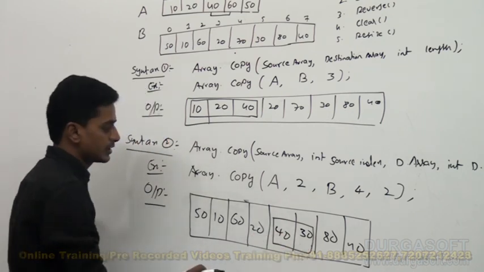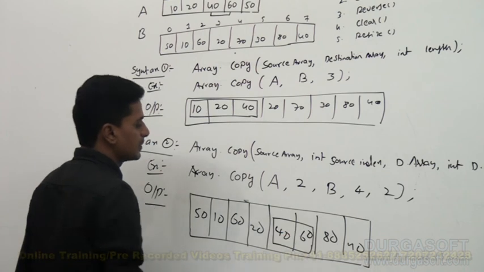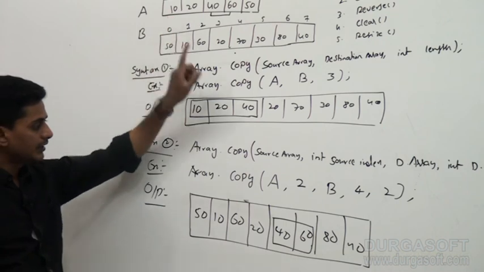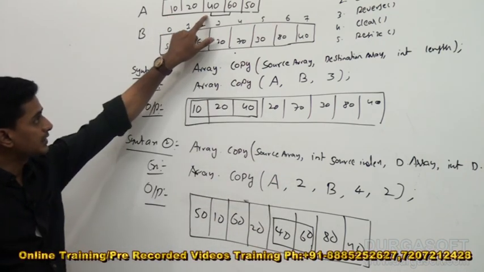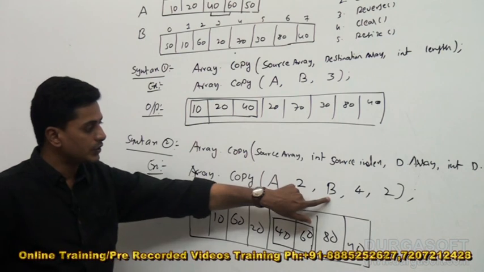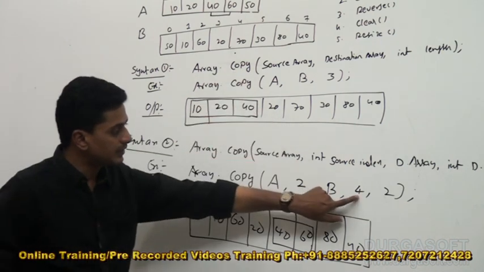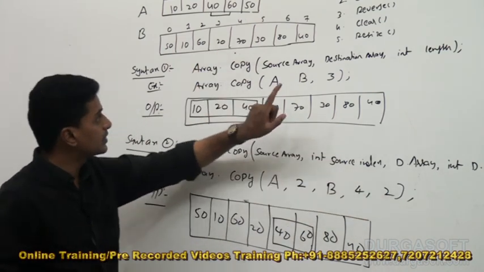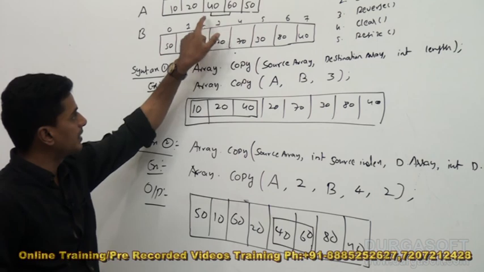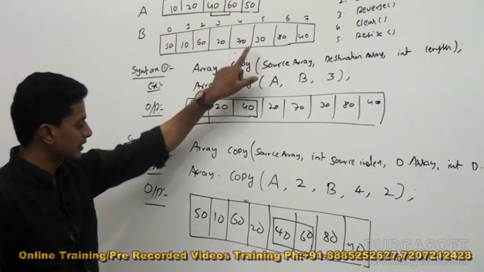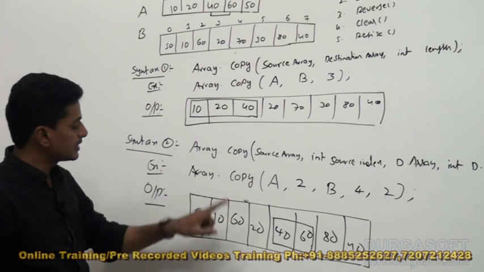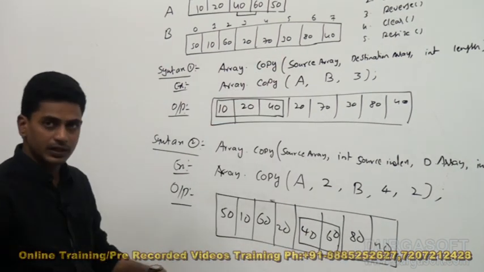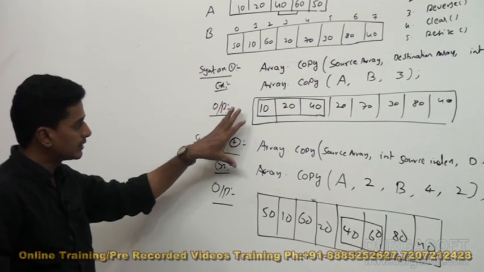The elements 40 and 60 will be copied here. Why? Because the array name is A, the source index is 2, so from the second index onwards I want to copy, into B, and in B from the 4th index onwards, 2 elements. So 40 and 60 will be replaced with 70 and 30, while 50, 10, 60, 20 stay the same, and 80, 40 remain the same. Okay, now we'll see the same thing, the two syntaxes.